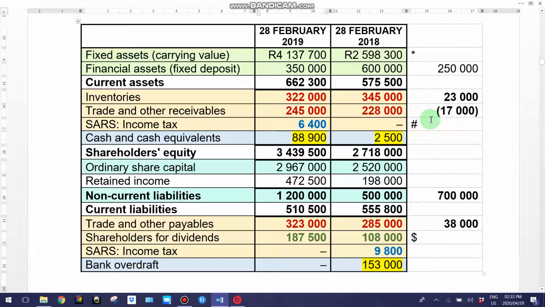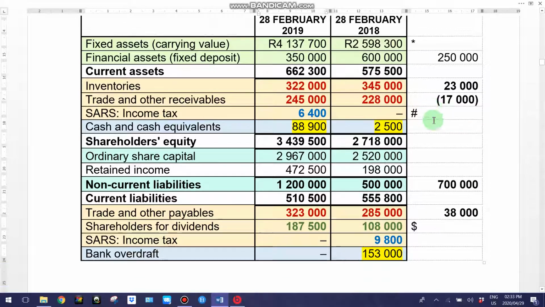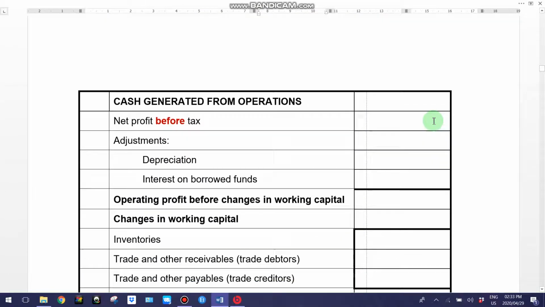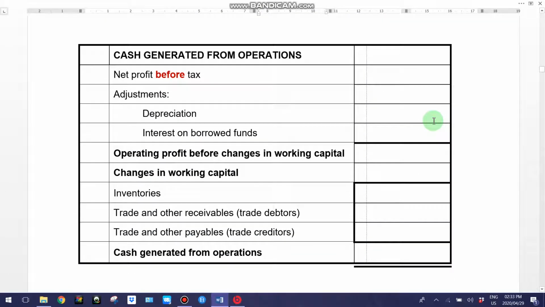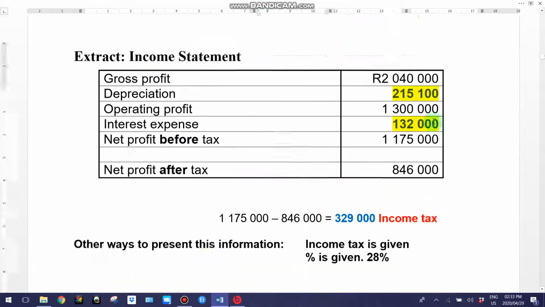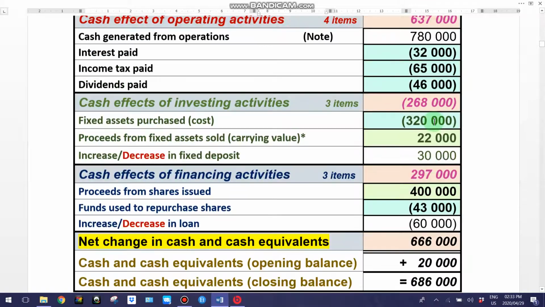Right, so just by looking at the balance sheet, the information on the balance sheet, there's a lot of information that I need to extract from this to complete my cash flow statement. Okay, so the first note that I was wanting to share with you was the cash generated from operations. So the cash generated from operations is this note here.